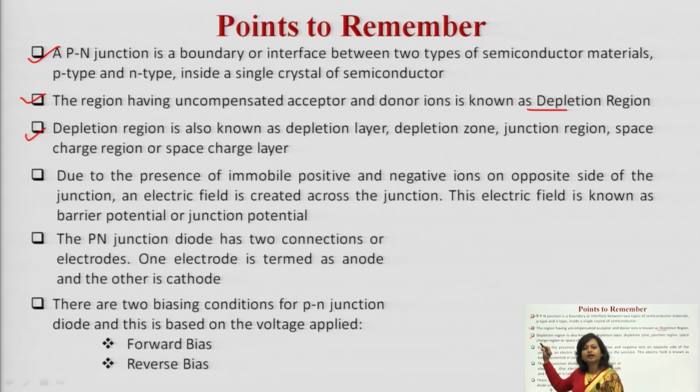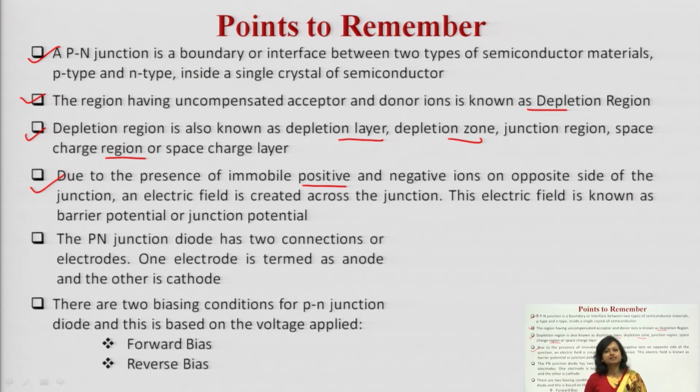Third and very important point, the depletion region is also known as a depletion layer, depletion zone or space charge region, because it contains positive and negative ions. Because of the presence of immobile positive and negative ions, a restraining force is set up across the junction which will further stop the diffusion. This is known as the barrier potential. You must remember it, barrier potential.